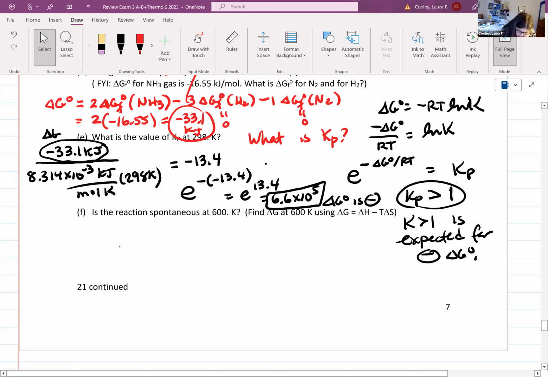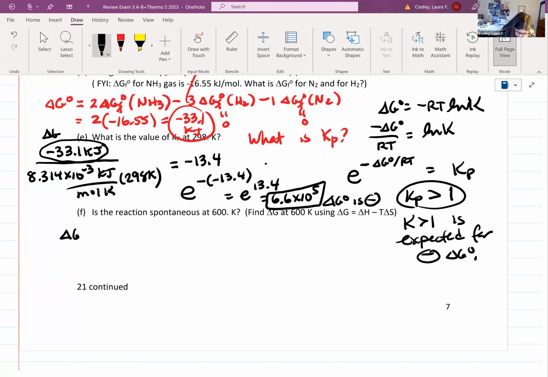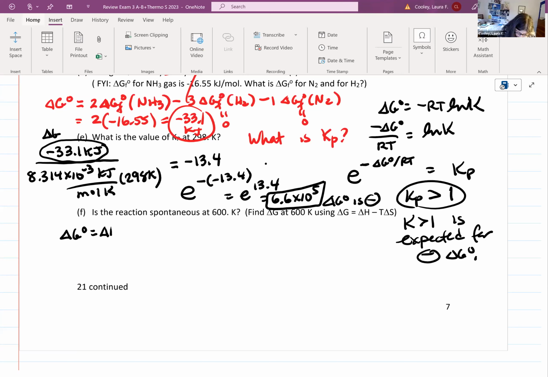So this question is: is the reaction spontaneous? What do we know about the spontaneity of this reaction? We have delta G is delta H minus T delta S. Is this reaction spontaneous at all temperatures? Let's see what we have. We have a negative delta H, and a negative delta S, so that term is positive. This term is negative. So what's going to happen as the temperature goes up?